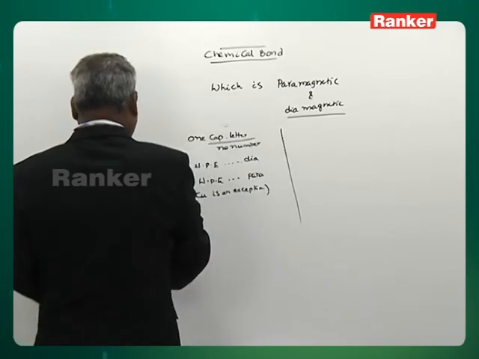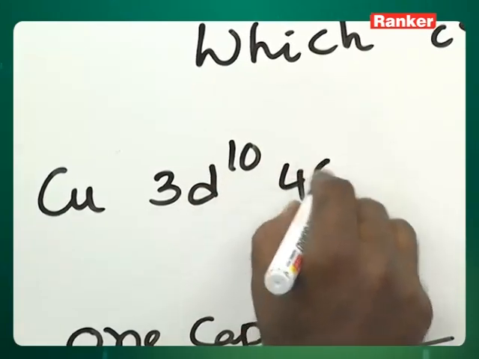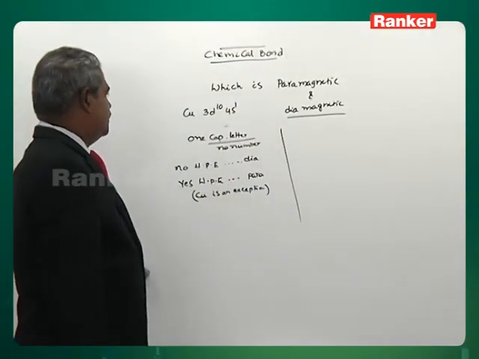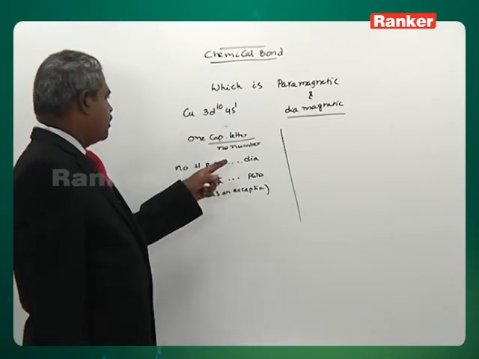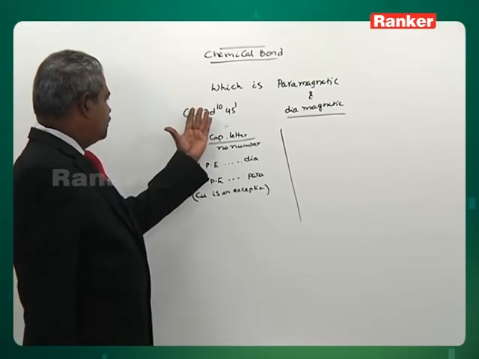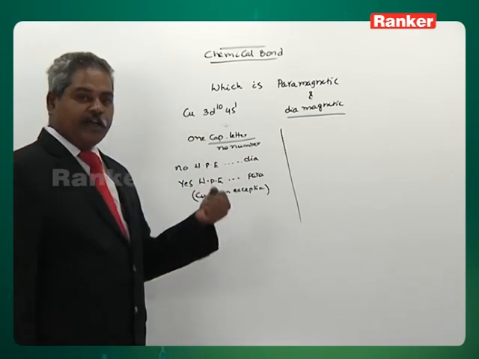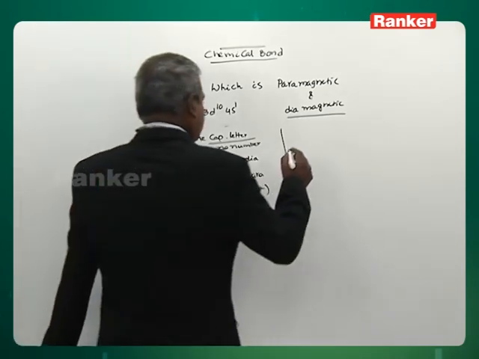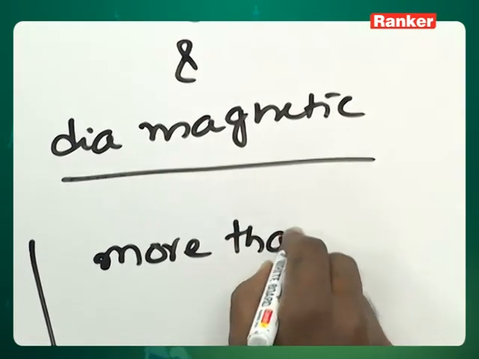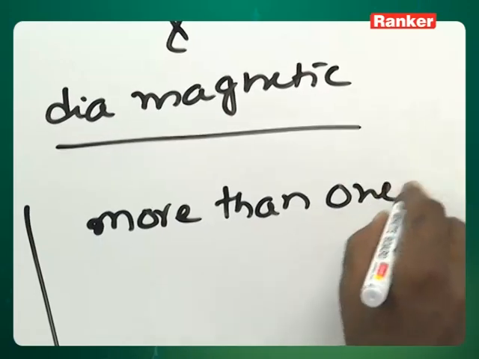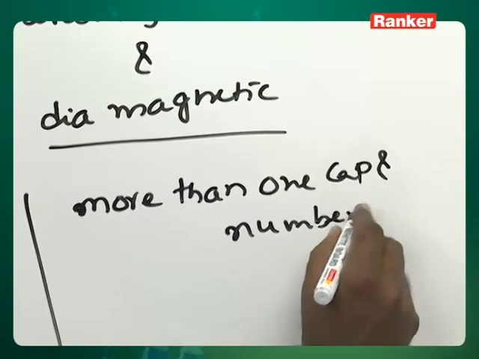What about copper? Cu, 3d10, 4s1. It has an unpaired electron, but still it is diamagnetic, because you have 5 pairs of electrons versus one unpaired, and this diamagnetic property dominates in copper. And this is for more than one capital letter, in which you have more than one capital letter and a number, in which you have a number.